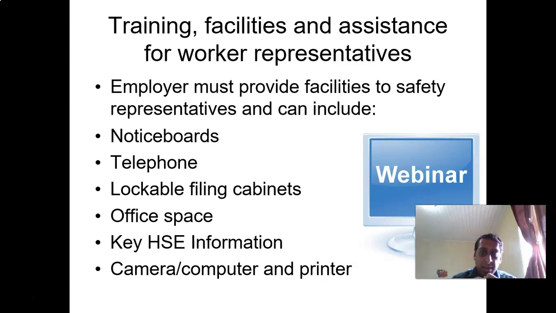So I have here, employers must provide facilities to safety representatives and can include notice boards, telephone, lockable filing cabinets, office space, key HSE information, camera, computer, printer, and the list may go on. For example, a meeting place, right? Welfare facilities, even though that is kind of touchy anyway, in that, remember, it is the duty of the employer to provide it for all employees. So it's almost understood that they should be provided with welfare facilities.